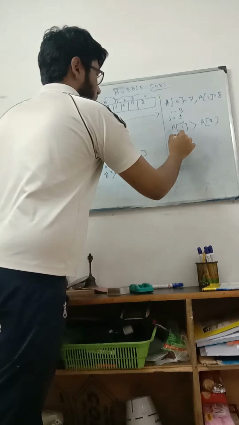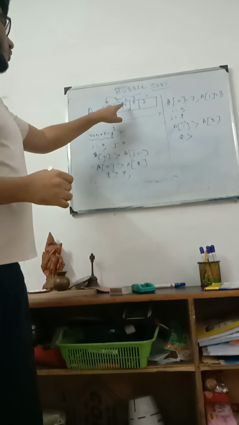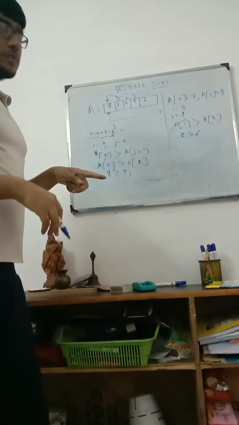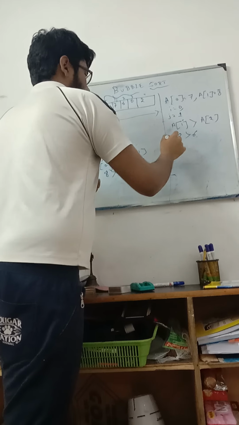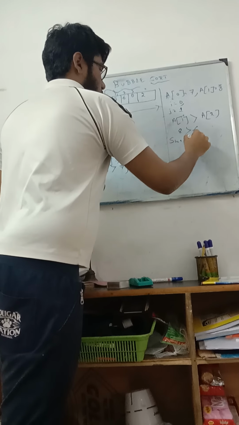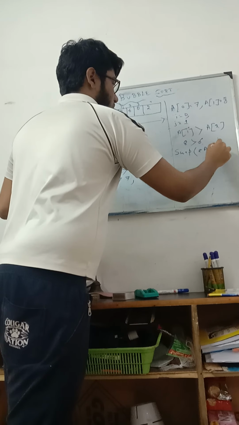So 8 is greater than a of 2. A of 2 is 6. So it is greater. So what will happen? It will again get swapped. The values will get swapped, and again we will follow this procedure to swap it. So again it will follow this pattern.